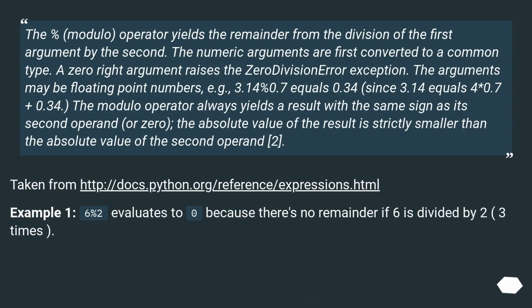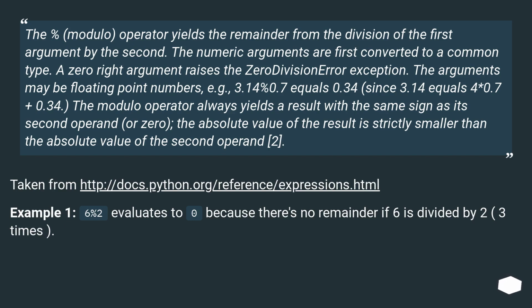The percent, modulo, operator yields the remainder from the division of the first argument by the second. The numeric arguments are first converted to a common type. A zero right argument raises the ZeroDivisionError exception. The arguments may be floating point numbers, for example, 3.14 % 0.7 equals 0.34, since 3.14 equals 4 times 0.7 plus 0.34. The modulo operator always yields a result with the same sign as its second operand, or 0. The absolute value of the result is strictly smaller than the absolute value of the second operand.